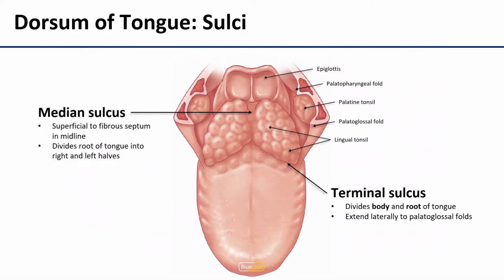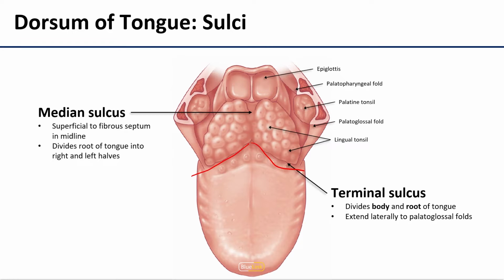We're going to start off talking about the dorsum of the tongue, as there's a lot more going on here in terms of surface anatomy. There are two large sulci that are going to divide the tongue into anterior and posterior, right and left. The terminal sulcus is what divides the anterior body from the posterior root on each side. So there is technically one on the left and one on the right.